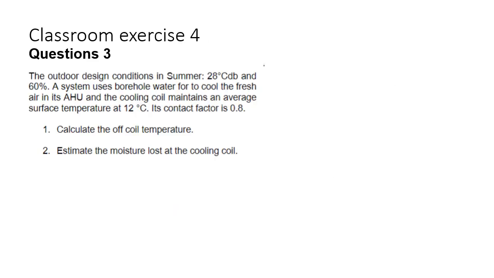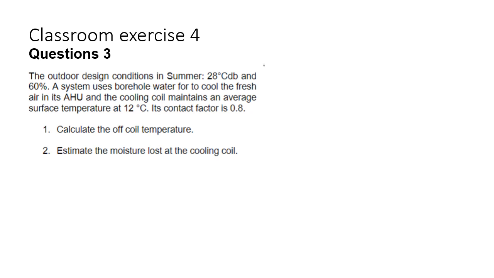We have seen the heating coil. Let's look at the cooling coil. Here is an example question. An outdoor design condition in summer, the air condition has two variables. One is dry bulb, the other is wet bulb or saturation. Here is 28 Celsius dry bulb and 60% saturation. A system uses borehole water to cool the fresh air in its air handling units.